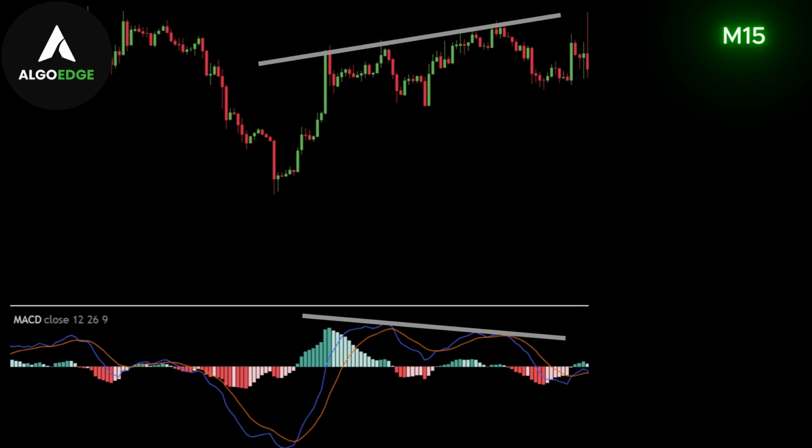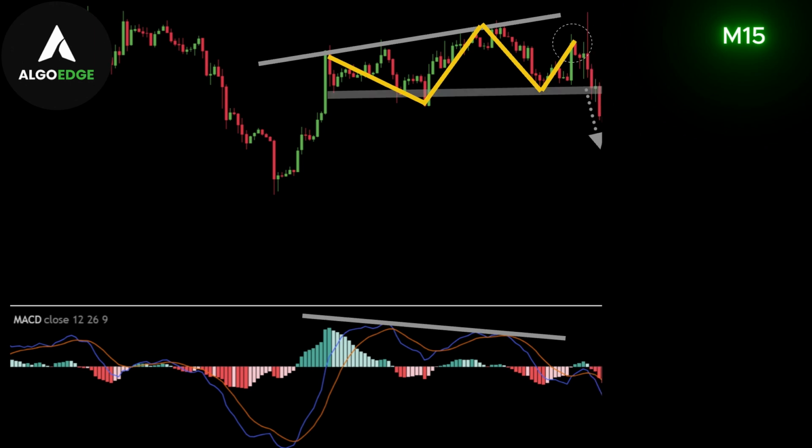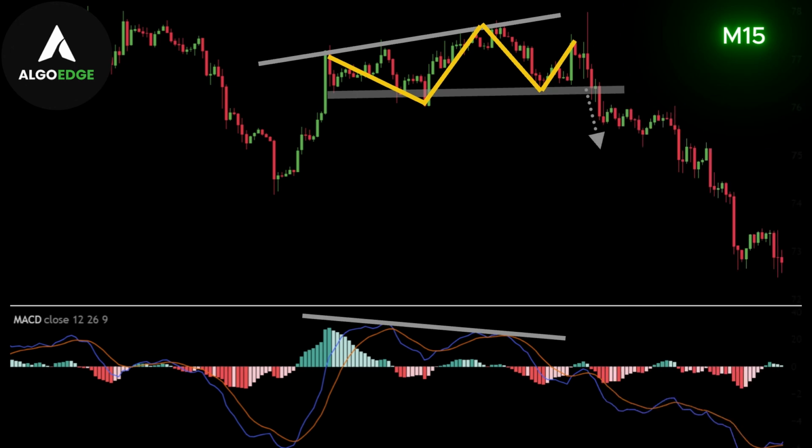The market then made a pullback and formed a lower high, which, in this case, was actually a head and shoulders reversal pattern. The neckline is drawn like this, and when the price breaks below the neckline and creates a lower low, it confirms your divergence setup. It also confirms the head and shoulders reversal pattern and signals a trend change from bullish to bearish.